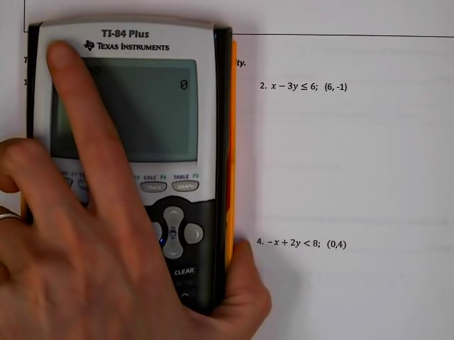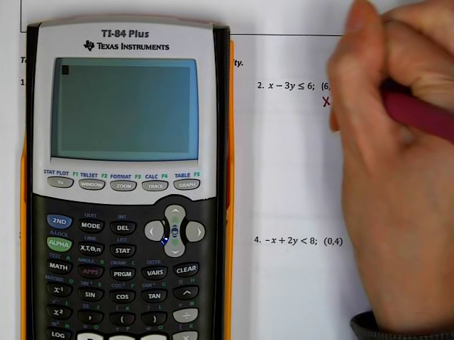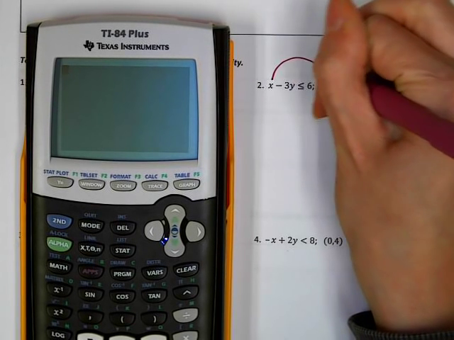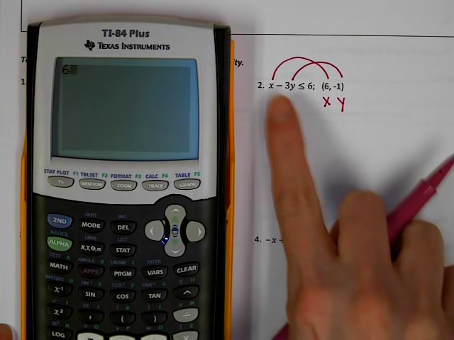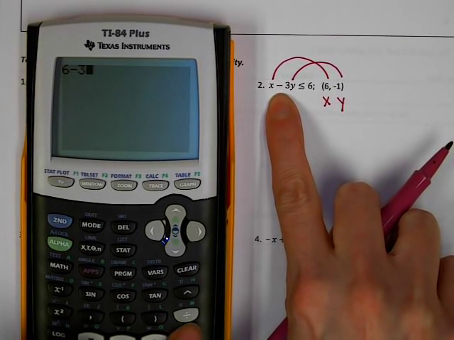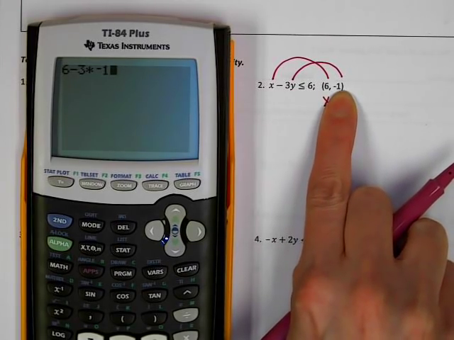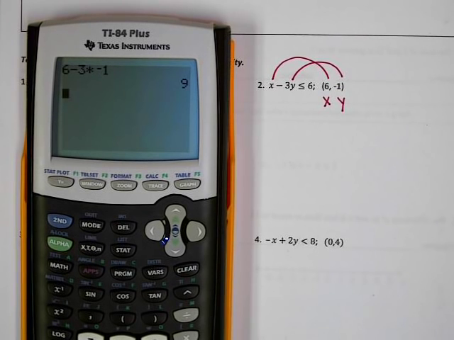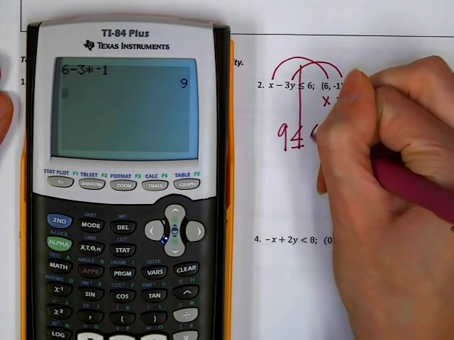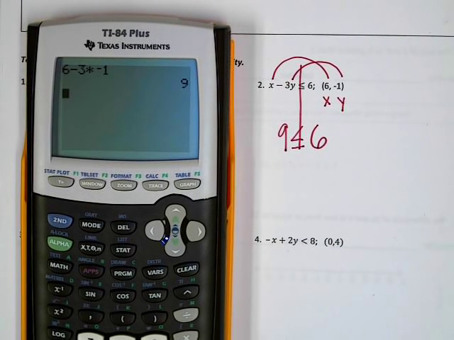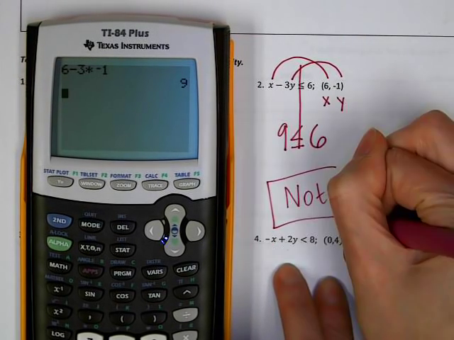All right, let's try number 2. So we're going to plug in 6 for X and -1 for Y. And you can just do this straight on the calculator. So X is now 6 minus 3 times Y, which is now -1. All right, we're just going to plug them in and see what we get. We got 9. So here's the question. Is 9 less than or equal to 6? And you would say no, so that means that this is not a solution.